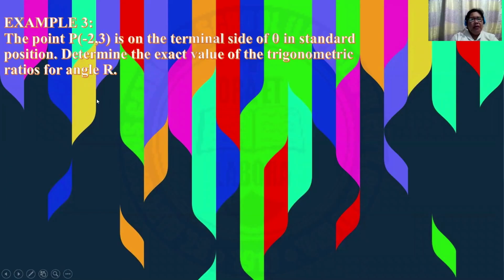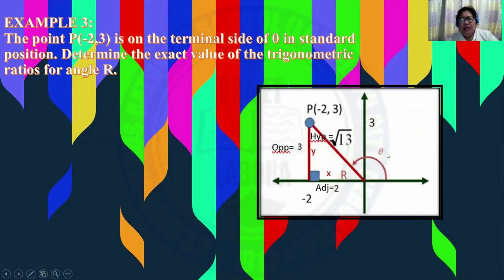Example number 3. The point with coordinates negative 2 and 3 is on the terminal side of theta in standard position. Determine the exact value of the trigonometric ratios for angle R. So this is the illustration. This is the given theta, and the reference angle is represented now by R. This point has coordinates negative 2 and 3. So this is negative 2, this is 3. The opposite side of R is equivalent to 3 units. The adjacent side of R is equivalent to 2 units.